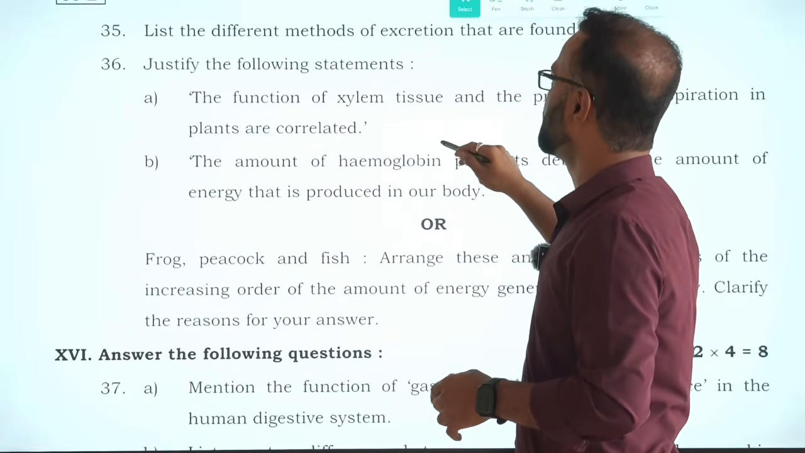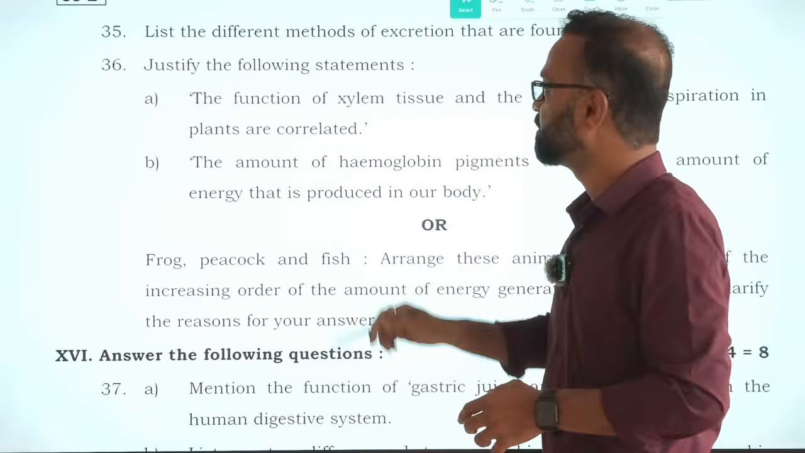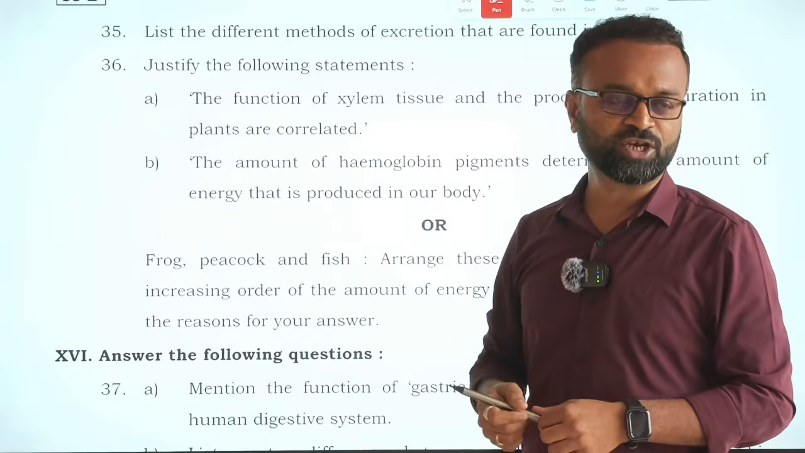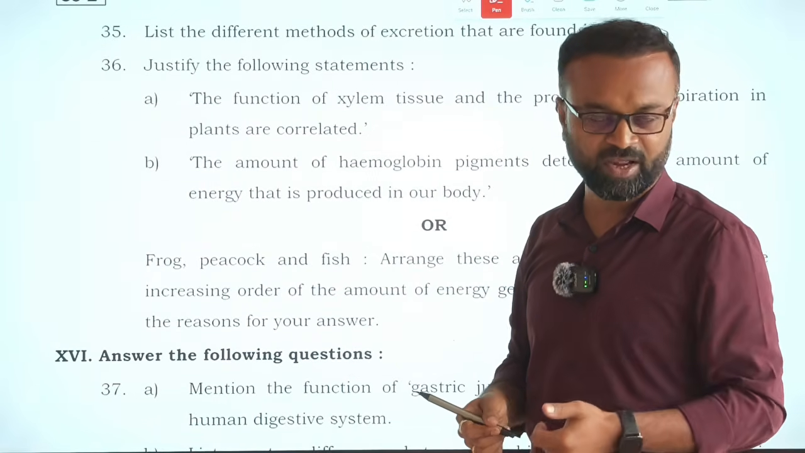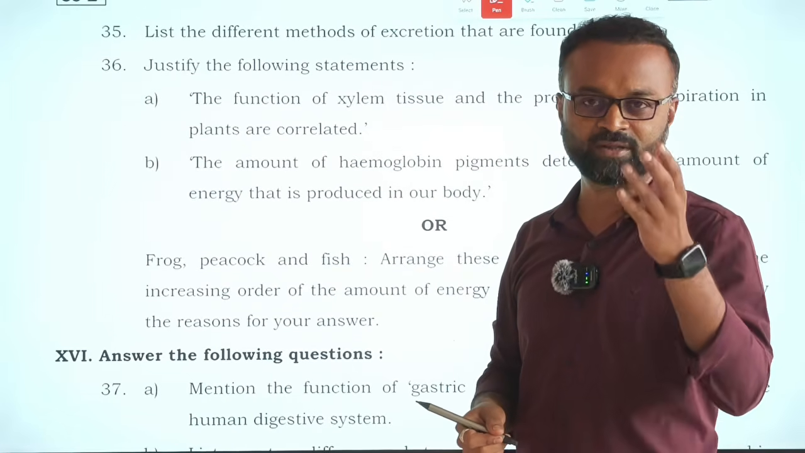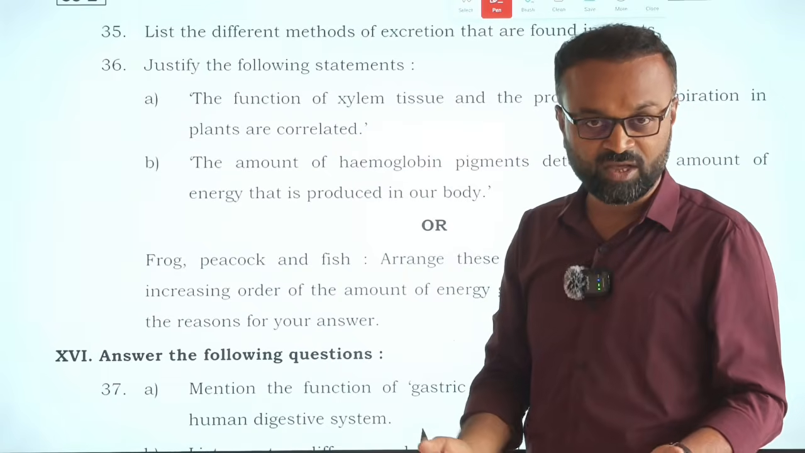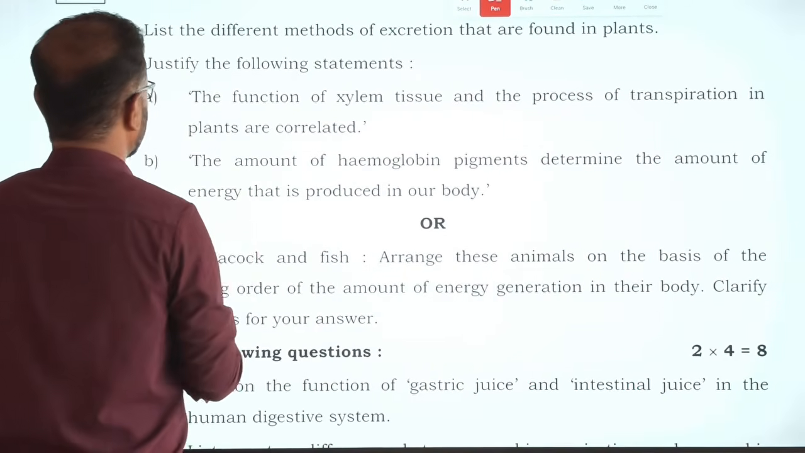Next one here. List the different methods of excretion that are found in plants. Which are there? Removal of oxygen through the stomata, removal of water through transpiration, formation of resins and gums, storage of waste products in the old xylem tissues, wilting of the leaves, ripening of the fruit, everything. Okay, very simple.